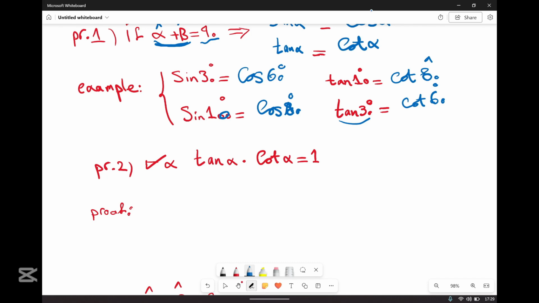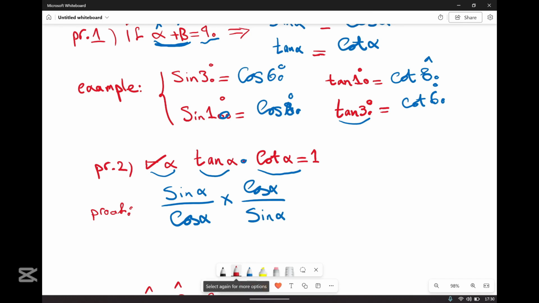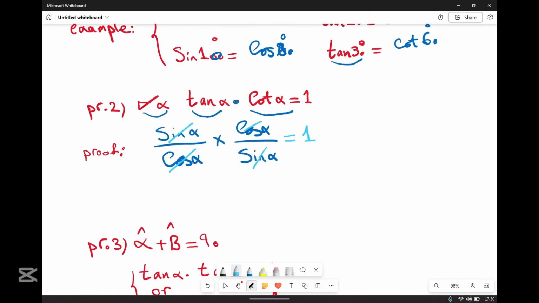For every angle, tangent alpha times cotangent of alpha is 1. Why? It's so simple. Because tangent is sine alpha divided by cosine alpha, and cotangent is cosine alpha divided by sine alpha. They can immediately cancel each other, and the answer is immediately 1. But let's give some examples.